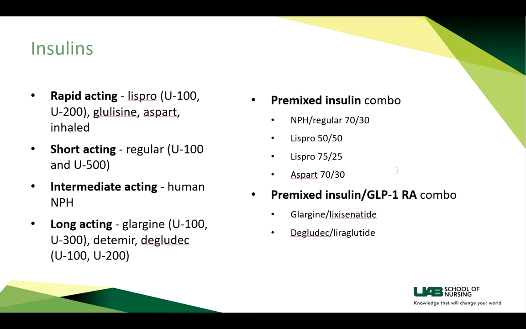The premixed insulins come in 70-30 combinations, 50-50, and 75-25, and it's important to write those premixed combinations out as you prescribe insulin, but also important to pay attention to it when you order it. There are also premixed insulin and GLP-1 RAs listed here, the glargine and lixisenatide, which we call Lixi a lot of times, and then we have the degludec mixed with the liraglutide. So we have those injectable combinations as well.